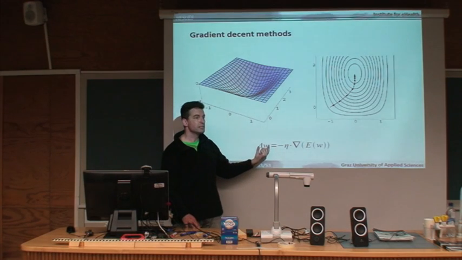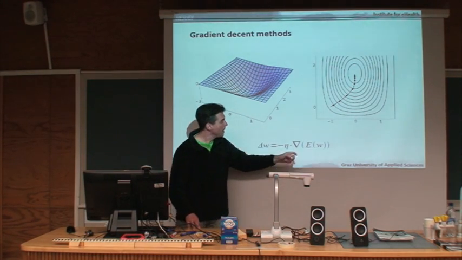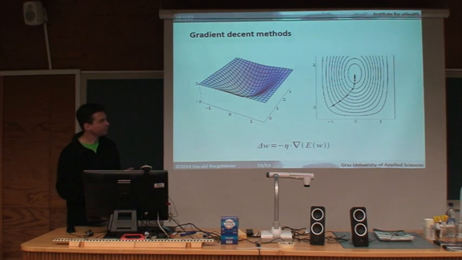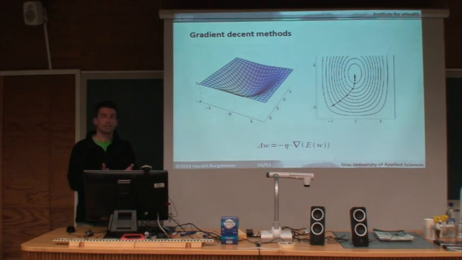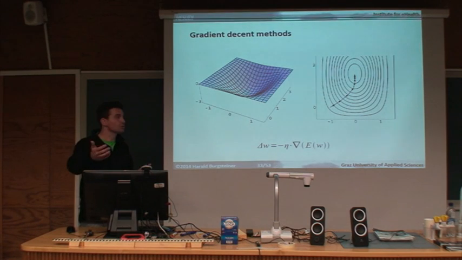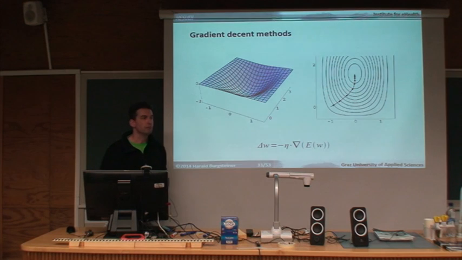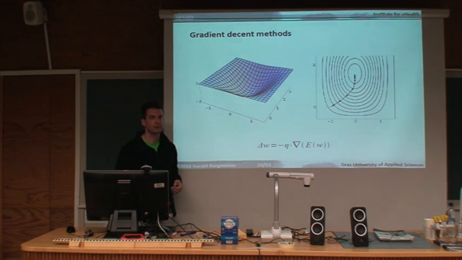The rule for changing weights is simply the gradient itself multiplied by some constant. This constant is called the learning rate, so that you don't make huge steps. With huge steps you might actually miss the valley and step over it, so you just make some small steps towards a possibly optimal solution.